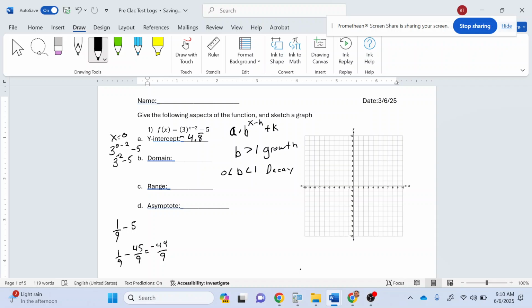I just like to put negative 4.8 because if I'm going to graph this, I really want to know where it is. But of course, you could just type it in your calculator.